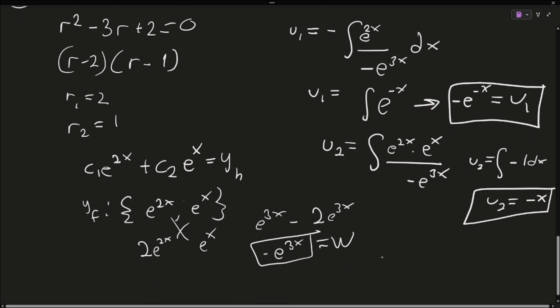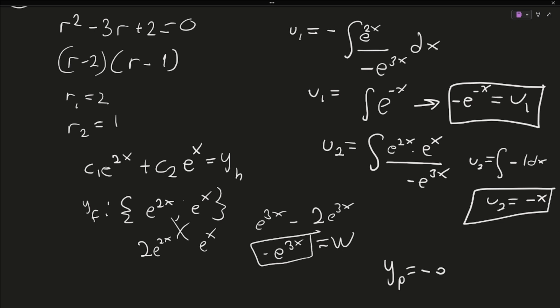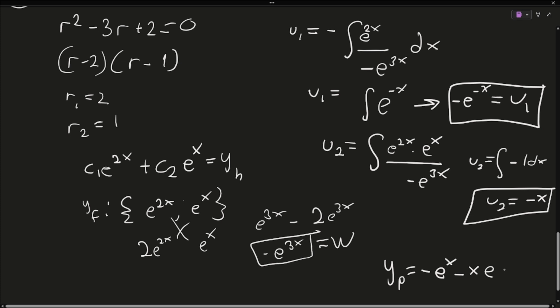So y particular will be y1. y1 is what? e to the 2x, and what you want is minus e to the x, so minus e to the x. Okay, this negative x will take 1 from this e to the 2x because we're multiplying them, and plus u2 y2, so e to the x times minus x, so we would have negative x e to the x. And this is going to be, guys, our particular solution.